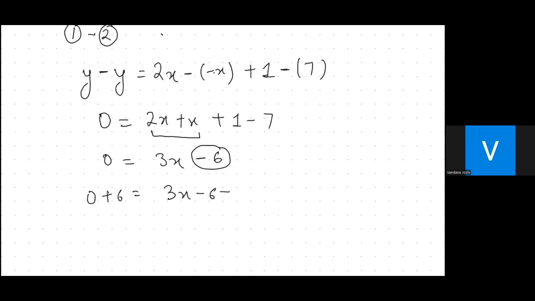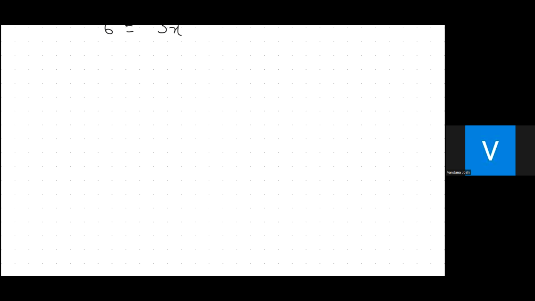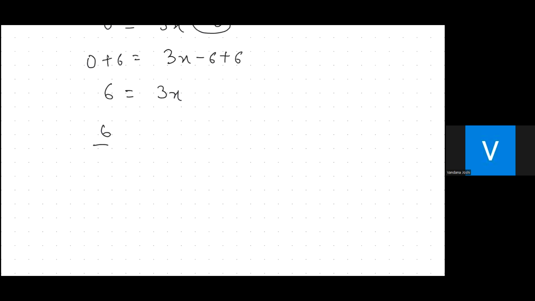As long as you are doing the same operation on both sides, you are good to go. Your equality won't be disturbed. So we have 6 equals 3x. Dividing both sides by 3, we'll have 6 over 3 equals 3x over 3, and so 2 equals x, or you can write x equals 2. So you have found the value of x.